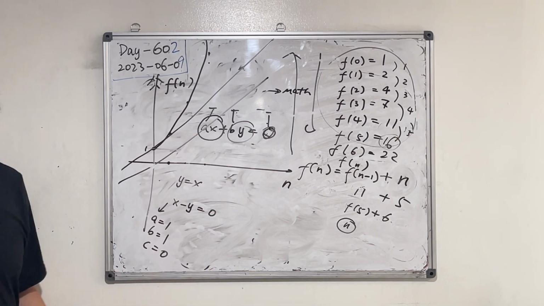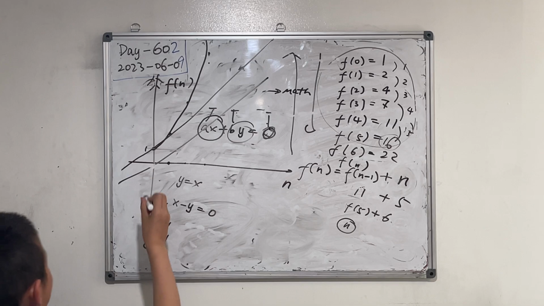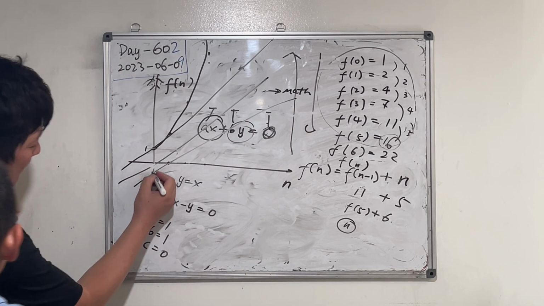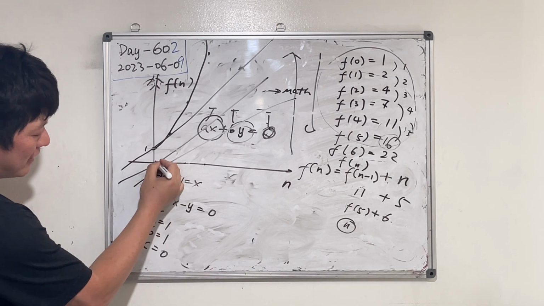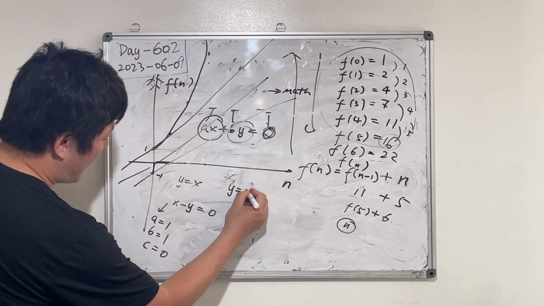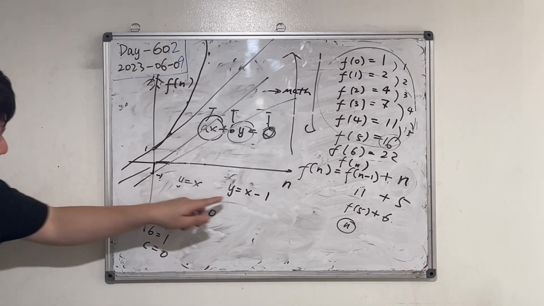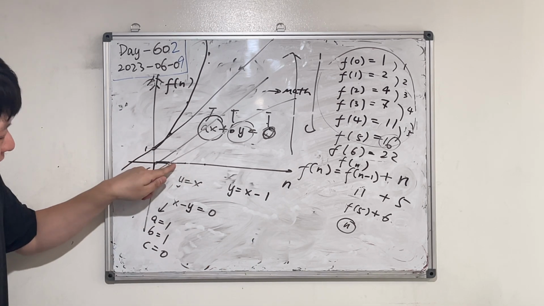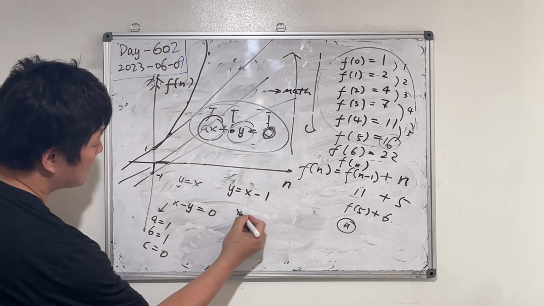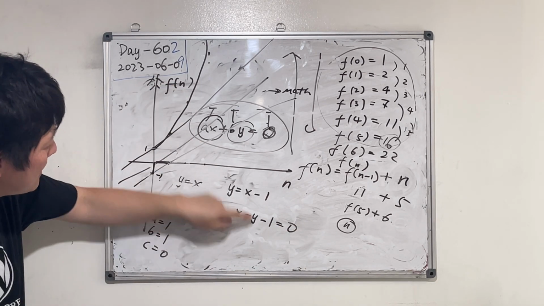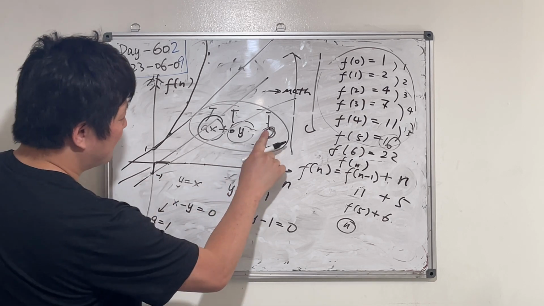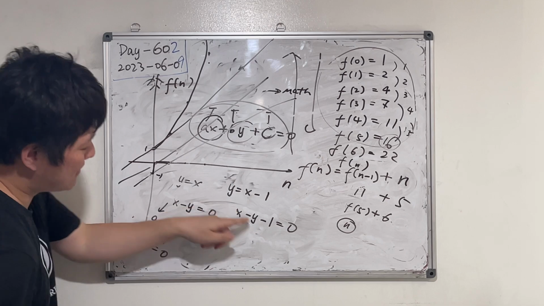Y equals x. And what if the line isn't going through the 0 point? For example, it might be here. Oh, you mean here, right? What's this value? For example, this is minus 1. Here is 1. So this is y equals x minus 1. Look, when x is 0, y is minus 1. When x is 1, y is 0, right? x minus y minus 1 equals 0. So a is 1, b is minus 1, and you can arrange this plus c equals 0, so c is minus 1.